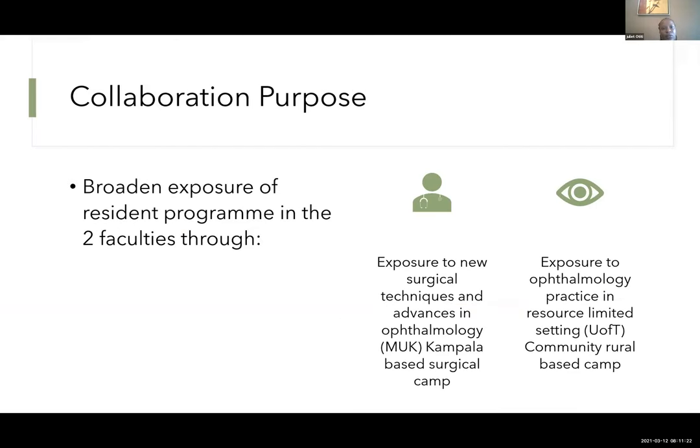Our purpose was to broaden the exposure of the resident programs in the two faculties through having surgical camps in Uganda. We thought we would do one camp in Kampala, which would be more specialized, where you have access to better equipment. Because I was interested in cornea, and Matt was also interested in cornea, we would do corneal surgeries in Kampala, and then have a rural outreach camp where we'd have exposure to small incision cataract surgery and other surgeries. And in the process, during the 2-week period, we'd have teaching, exchange of skills, and interaction with the staff from University of Toronto, and that would fulfill our purpose.